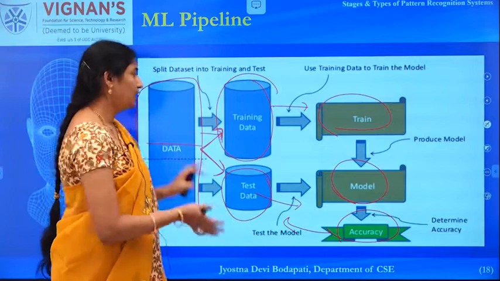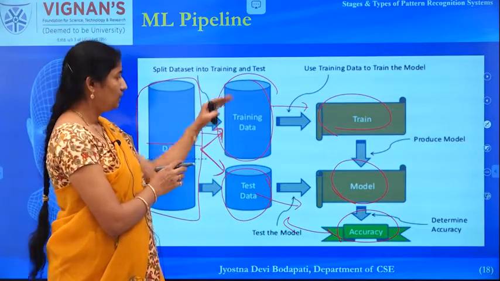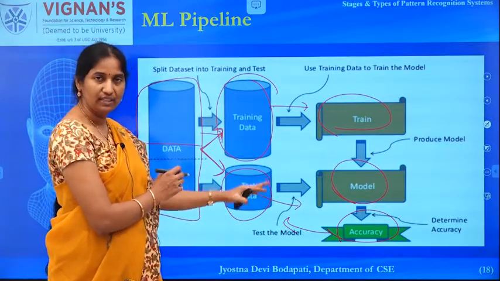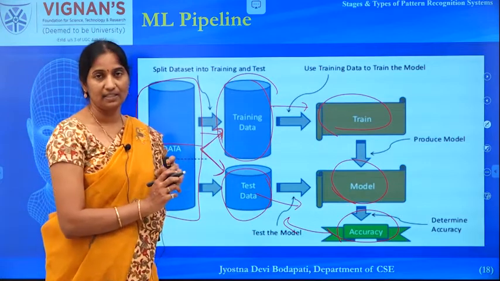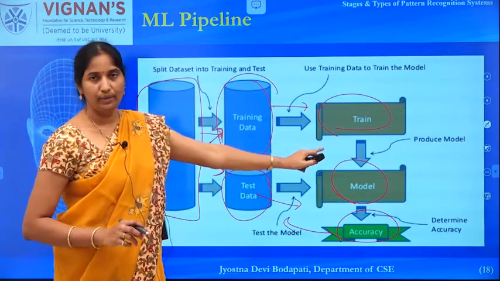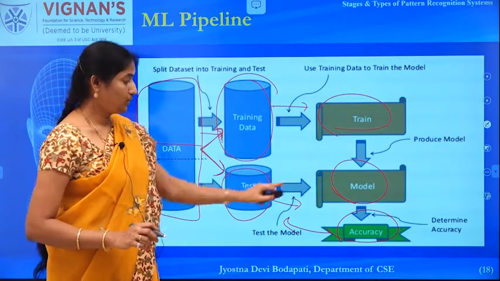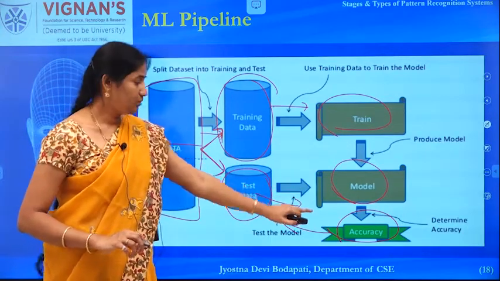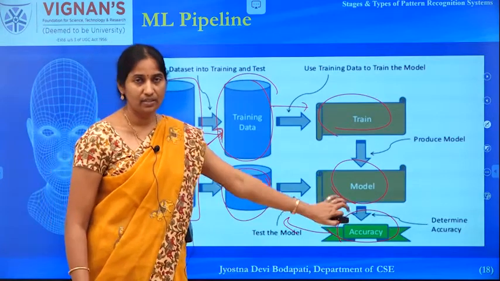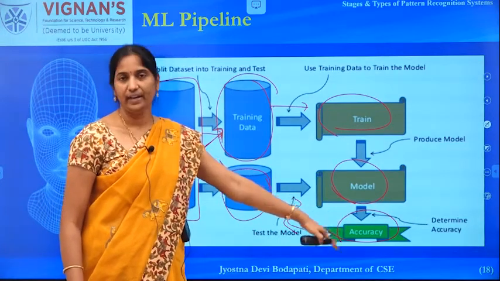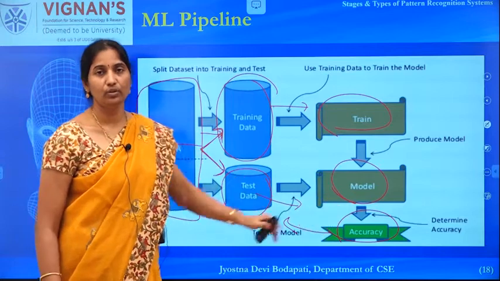That is how, given the data, you split it into training data and test data. On the train data, you apply the algorithm that gives you the model, and on the model you apply the test data that gives you the evaluation measures. That is how you get the accuracy or any other evaluation measure depending on the application.